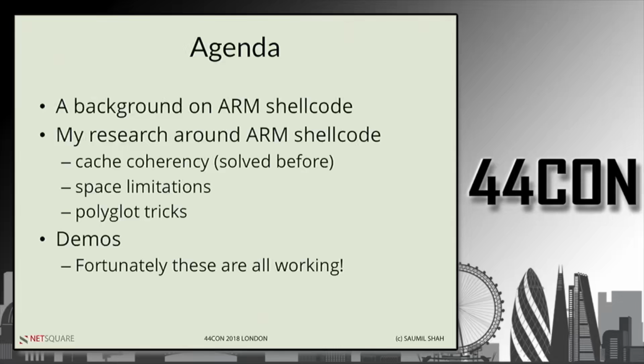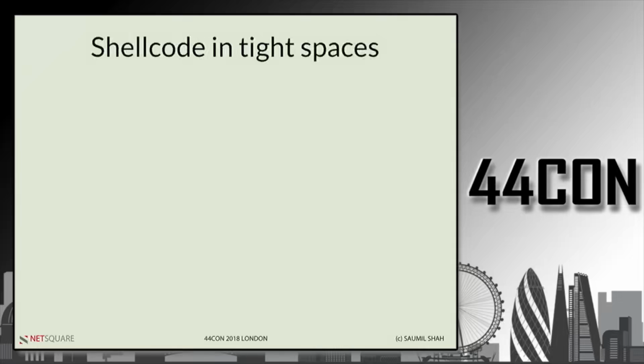So the overall goal for all my shellcode research is to try to keep the shellcode non-self-modifying. If we could modify the shellcode in flight, then polymorphism and all those tricks would be very easy. You just do Shikata Ga Nai or something like that. So all this work is without having self-modifying shellcode. So the first thing we're going to see is how we go about dealing with shellcode in tight spaces.